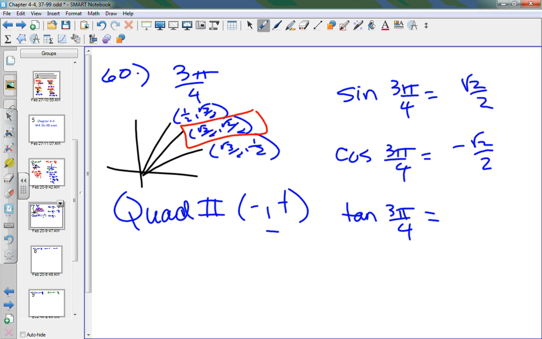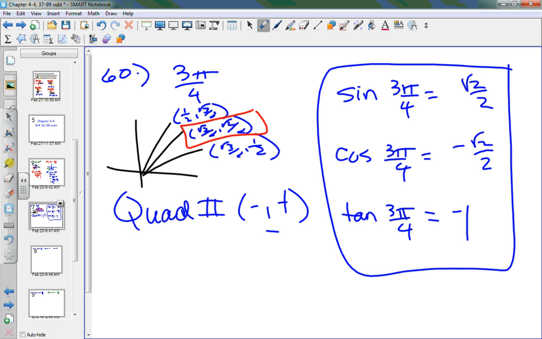What's 5 divided by 5? 1. What's the square root of 2 divided by the square root of 2? What's the square root of 2 over 2 divided by the square root of 2 over 2? 1. In this case, it's not going to be 1, but negative 1 because in quadrant 2, the tangent is negative. Do we all understand what we need to be able to do?